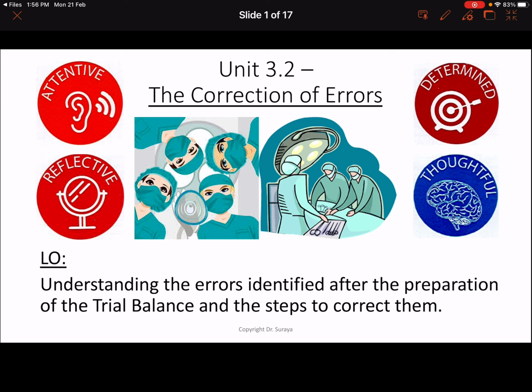Now if you are taking accounting for IGCSE or O levels, this will be in unit 3.2 of your syllabus. Otherwise, if you're just here to get a basic knowledge on how to correct errors in financial statements or in the trial balance, then you have come to the right place. So the objective of this video is to get you to understand the errors identified after the preparation of a trial balance and the steps to actually correct them. Okay, so remember, understanding the errors and how you are going to correct them.